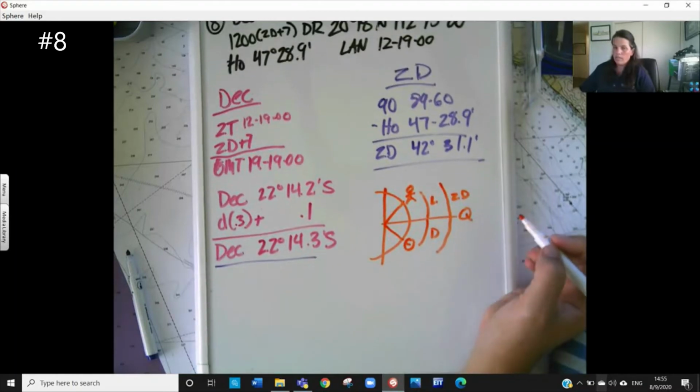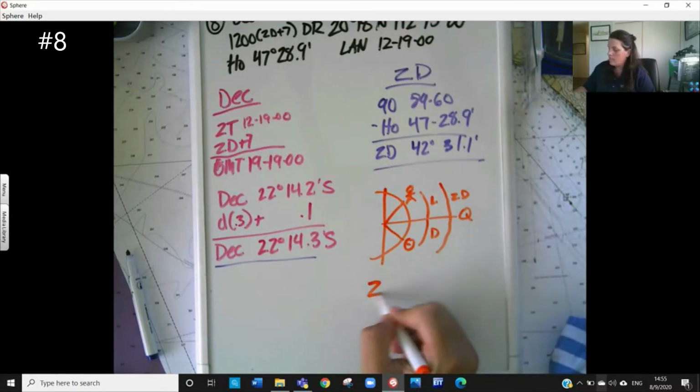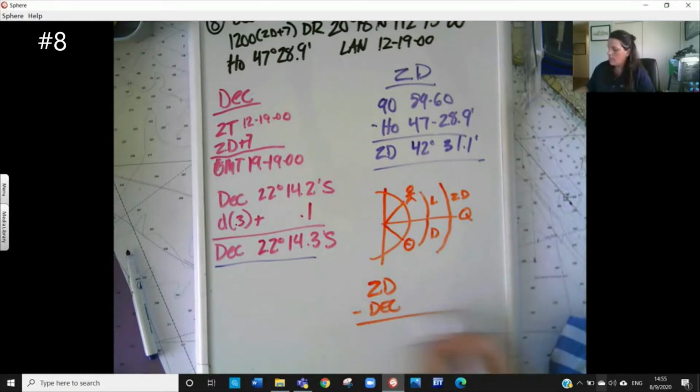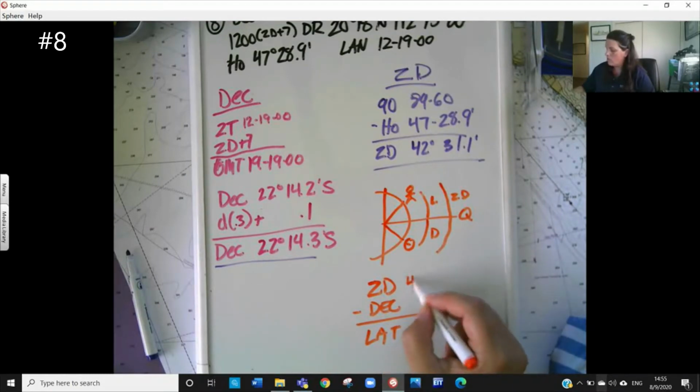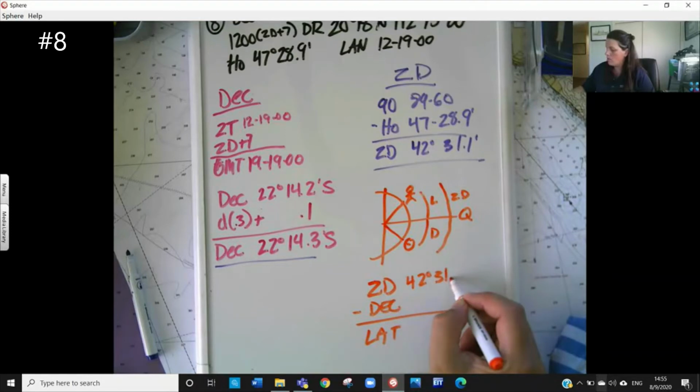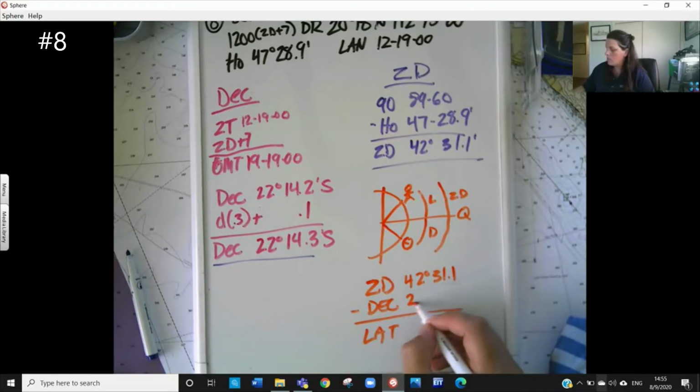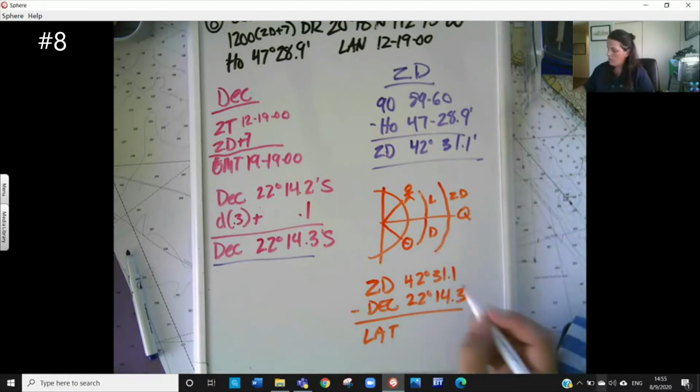So to put that in a formula, we have zenith distance minus declination gives us latitude. So our zenith distance was 42 degrees 31.1. Declination was 22, 14.3. So our latitude is 20, 16.8 north. And that is our LAN.